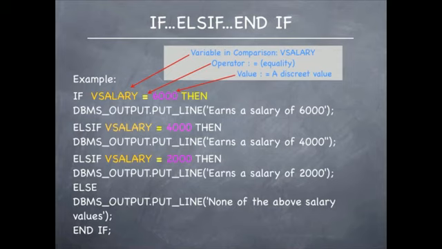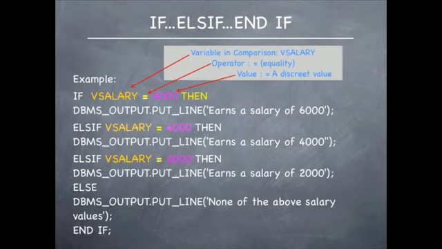If it is false, another check will be done to see if vSalary is equal to 4,000. If it is true, the string to display is earns a salary of 4,000. After executing the action, the program will continue with the statement following the entire if construct. If it is false, another check will be done to see if vSalary is equal to 2,000. If that is true, the string to display is earns a salary of 2,000. After executing the action, the program will continue with the statement following the entire if construct.